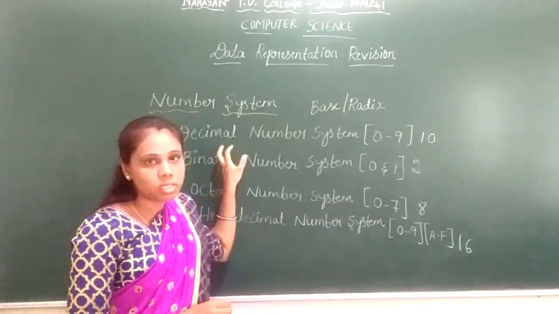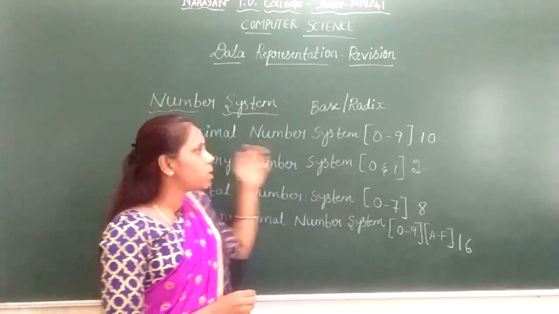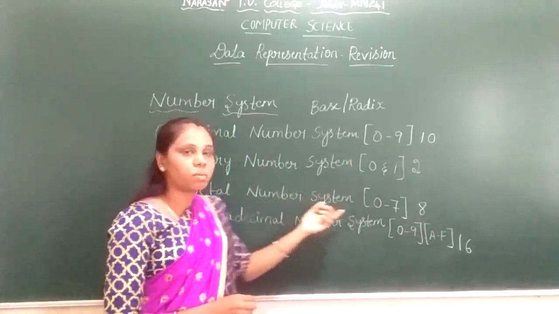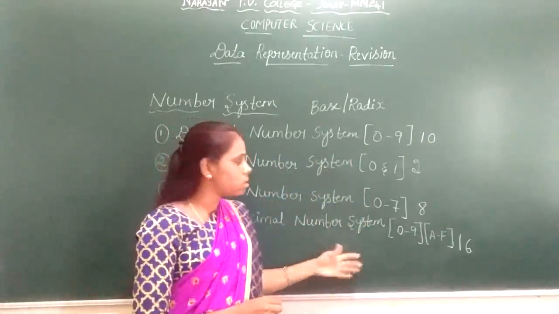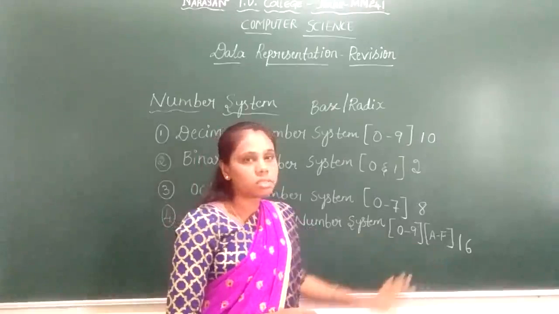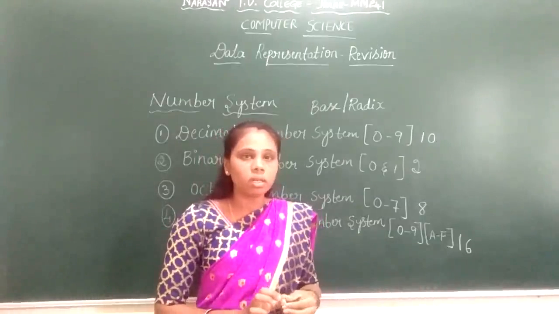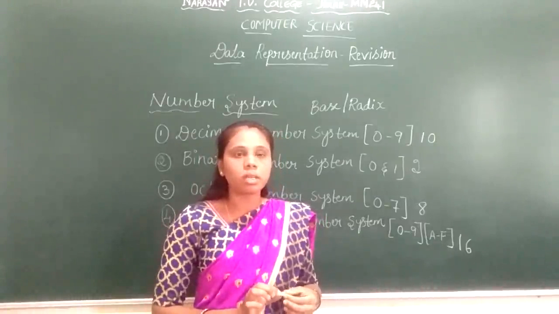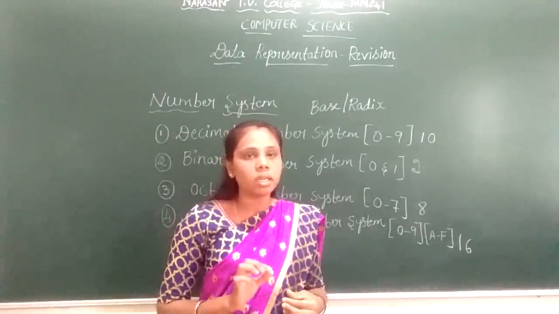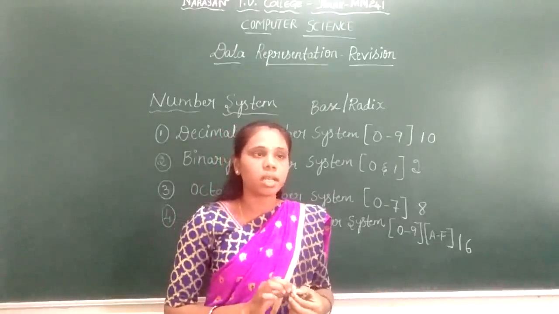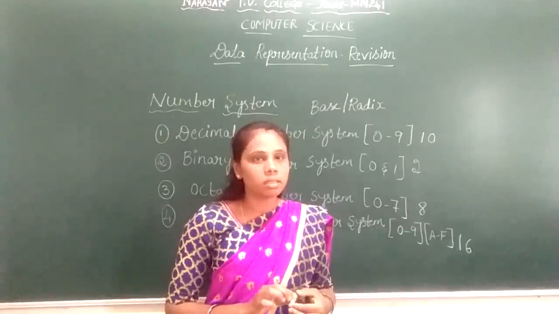What is the base of the decimal number system? Decimal number system base is 10, binary number system is 2, octal number system base is 8, hexadecimal number system base is 16. See, in digital computers all the values will be stored in zeros and ones. So those zeros and ones we call binary digits. It is also called a bit, and bit is the contraction of binary digit.